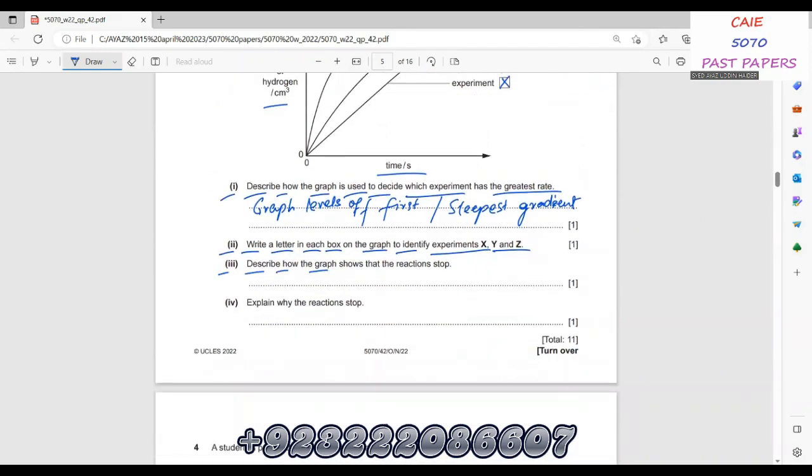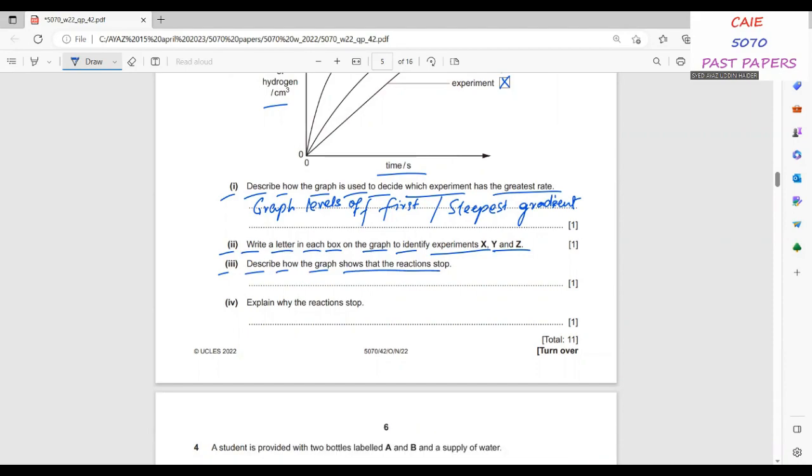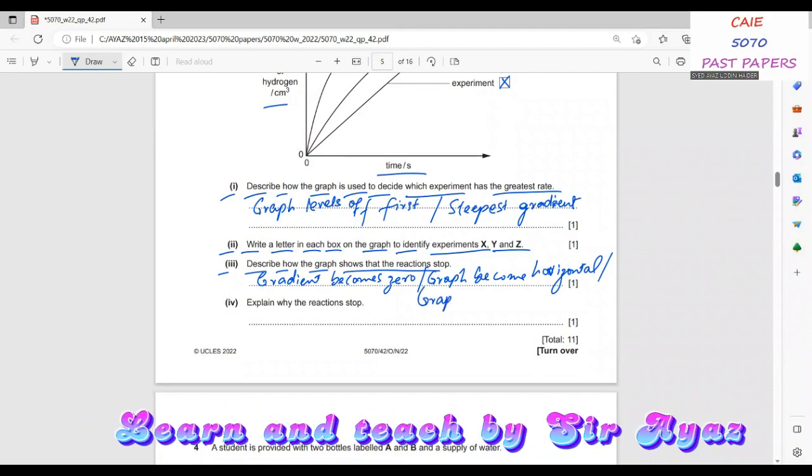Number three, describe how the graph shows that the reaction stops. The graph becomes parallel or horizontal or zero. Gradient becomes zero. Graph becomes horizontal. Or you can write graph level off.